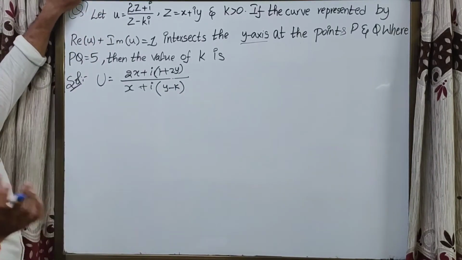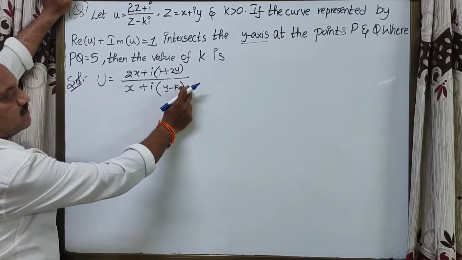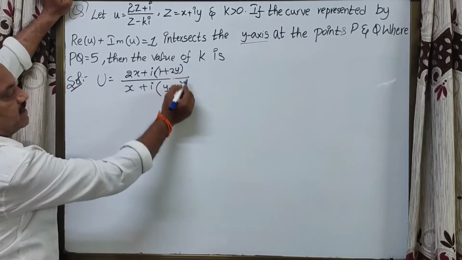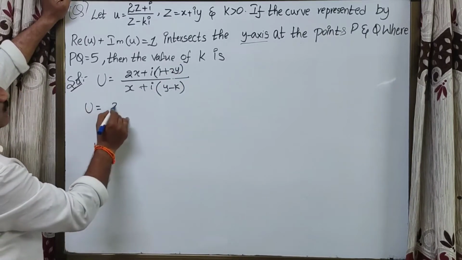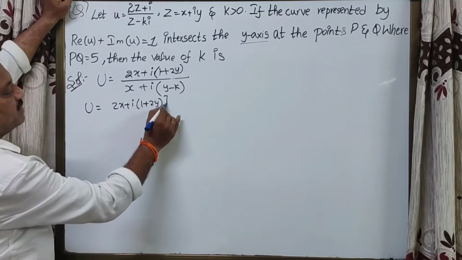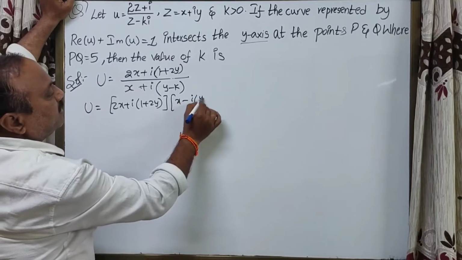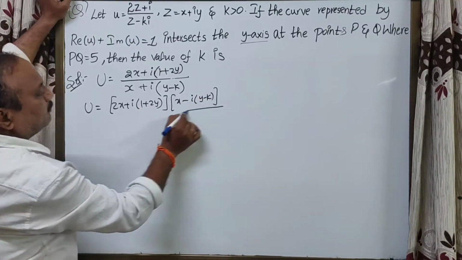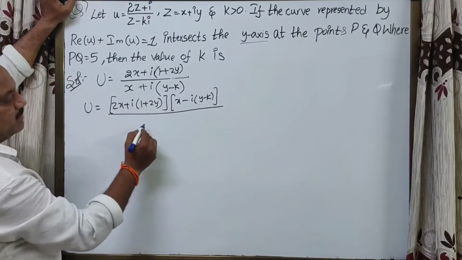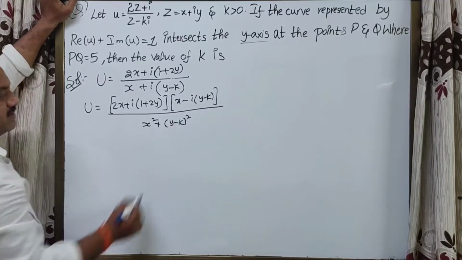To get real part and imaginary part, rationalize it. That means change the sign and multiply numerator and denominator. u equal to (2x + i)(1 + 2y) into (x − i(y − k)) by (a + b)(a − b). It becomes x square plus (y − k) whole square.